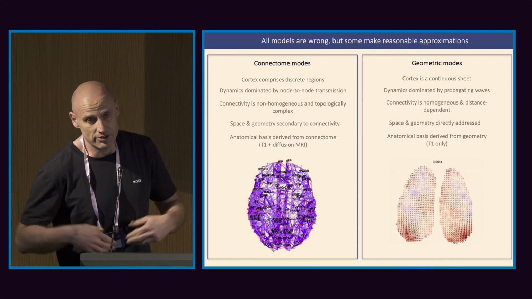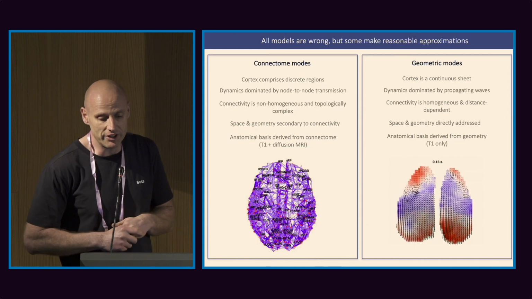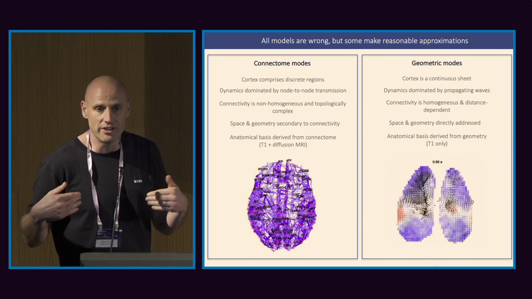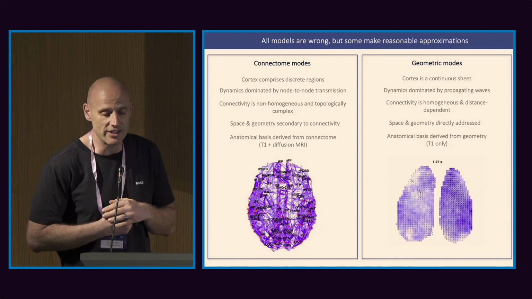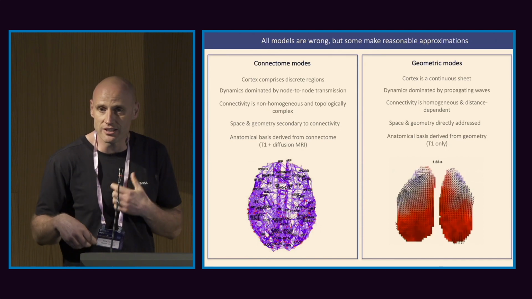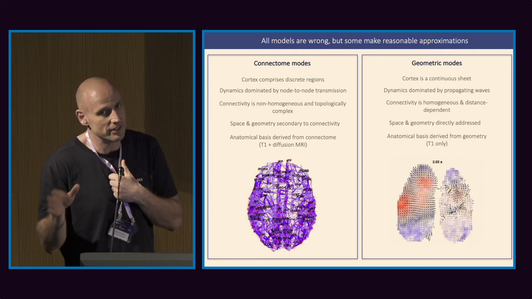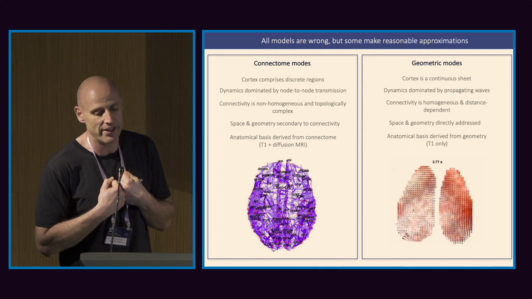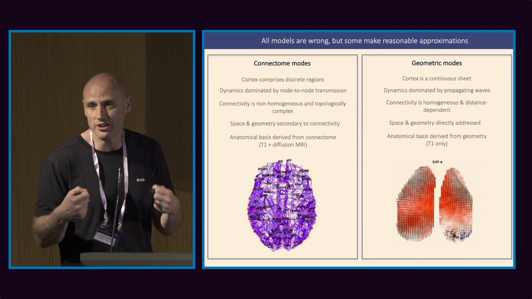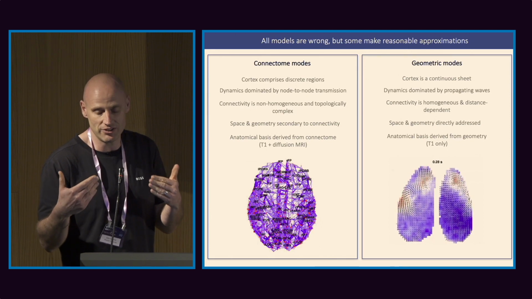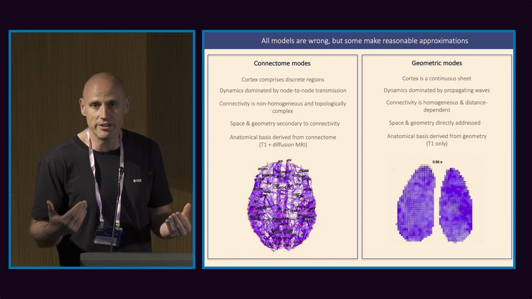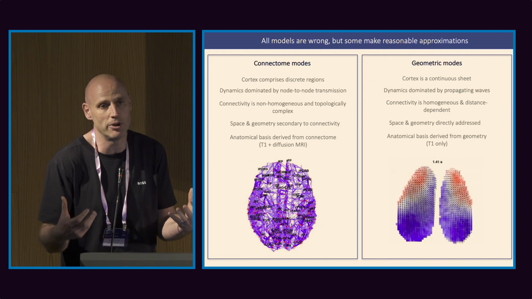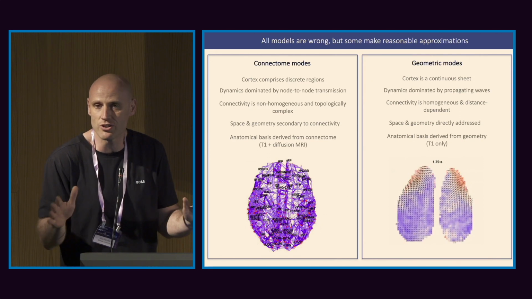The other view, which is a geometrically informed view supported by neurofield theory, is that we treat the cortex as a continuous sheet. We're not dividing it up into discrete areas. We think dynamics are dominated by propagating waves of excitation. We make the approximation that connectivity is homogeneous and distance dependent. That's not necessary, but in the simplest, most popular forms of neurofield theory, that's what's done, and so we started there. The model directly accounts for the effects of space and geometry, so it's really prioritising these physical constraints. And a nice practical benefit is because we approximate connectivity, we don't need to map it. We can extract our eigenmodes simply from a model of cortical shape, which we can extract just from a T1 weighted scan.